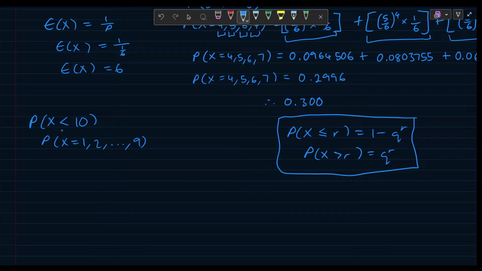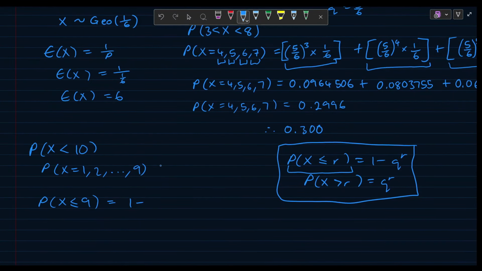So since we've got x is less than 10, it resembles this formula, but we need that or equal to part. So to do that, remember that this is discrete, so x is less than 10 is the same as x is less than or equal to 9. So this means this becomes 1 minus q. Our q for this question is 5 over 6. 5 over 6 to the power, that's the power r, so to the power 9.